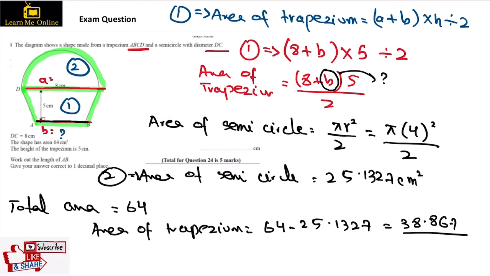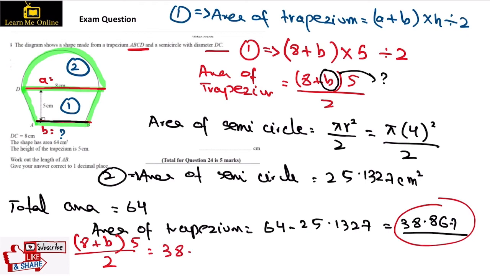Okay, once we know the area of the trapezium, we're going to equate what we have got, like the area of the trapezium before, to this one. So we're going to write down now, which is 8 plus B times by 5 divided by 2. This is the area, which equals 38.867. We're going to bring this to the other side, so it would be times by 2, so it would be 8 plus B, and there's a 5 here, equals 38.867 times by 2.